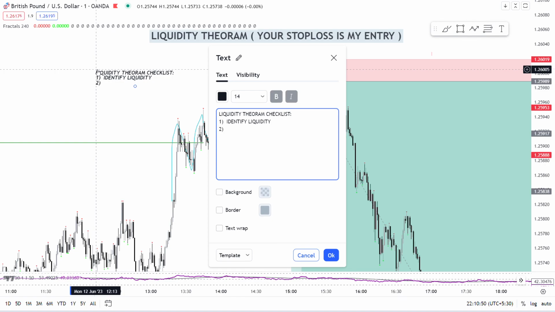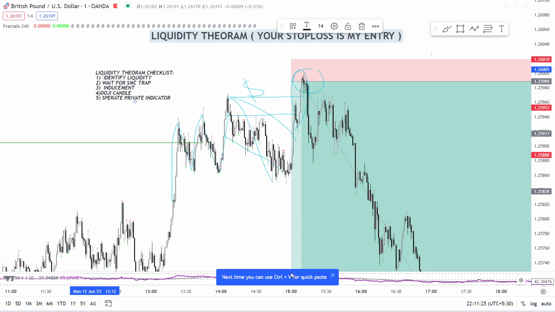Identify liquidity. So this is the exact checklist I use, and at the last point I want to add my separate indicator of divergence, my private indicator, which I custom coded. This is the divergence.